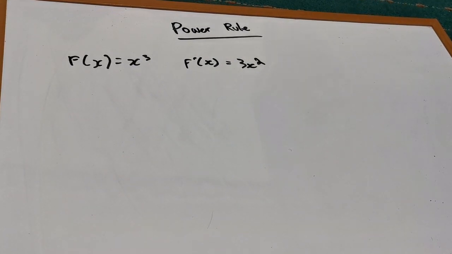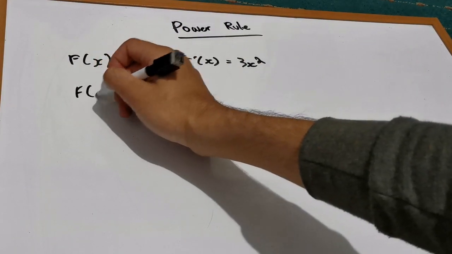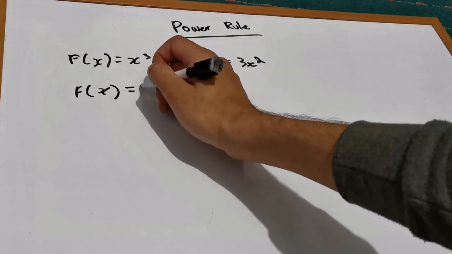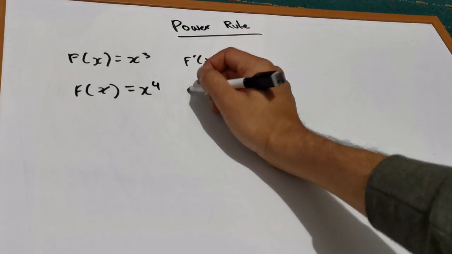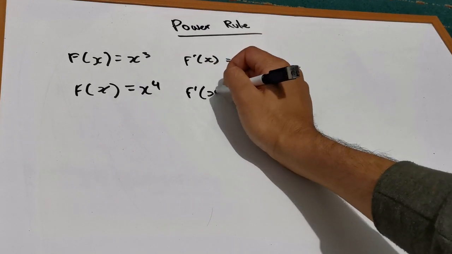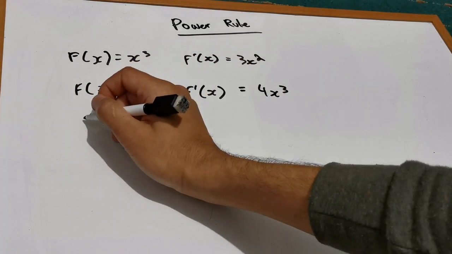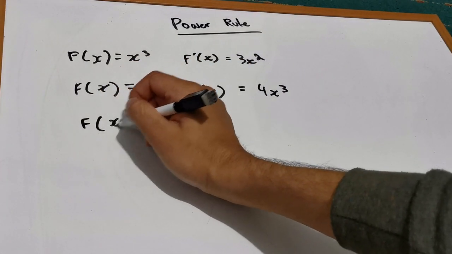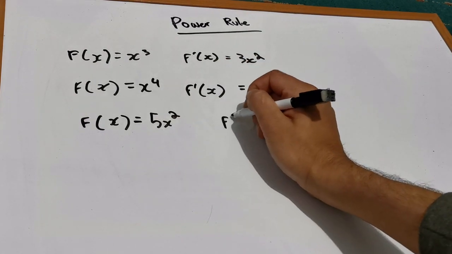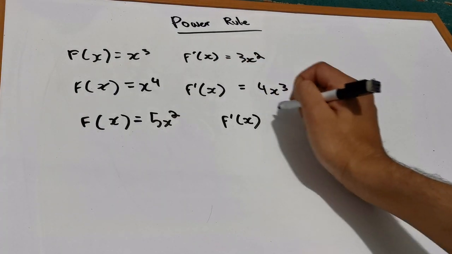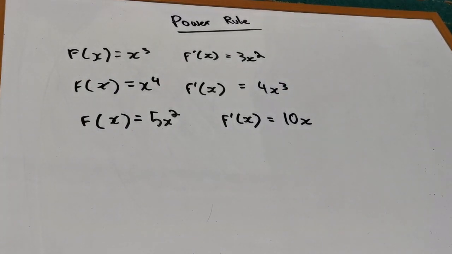Now, if we look at another example, I won't go through all of the first principles, but say f of x is equal to x to the power of 4. I'll just tell you now the derivative, f prime of x, is equal to 4x cubed. Now another one, say f of x is equal to 5x squared. F prime of x, so the gradient function or the derivative, is equal to 10x. Can you spot the pattern?